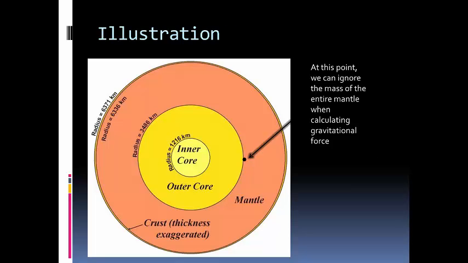For example, if we're looking at the little point right on the edge of the outer core, we're only interested in the mass of the inner core and the mass of the outer core. All the mass in the mantle we can ignore. So we can now reduce this entire planet to just the mass at the center of the inner core and the outer core, with the radius set at roughly 3,486 kilometers.